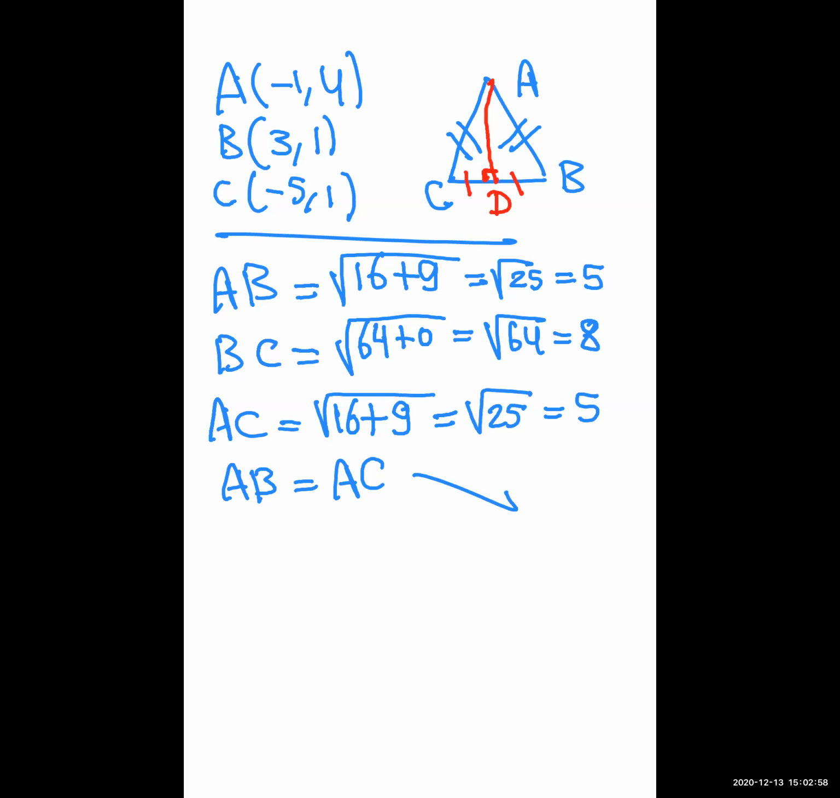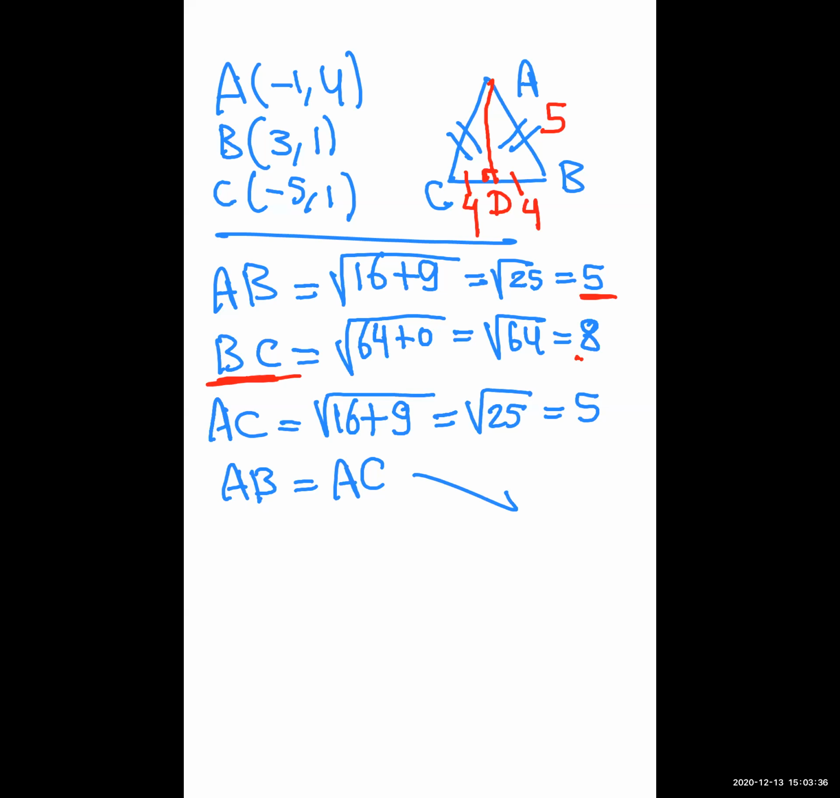How to get the length of AD, guys? We said that this one, BC, is equal to 8. So this means, guys, this one is 4 and this one is 4. And the AB, we got it, it's 5. So we can get AD using the Pythagorean theorem easily.